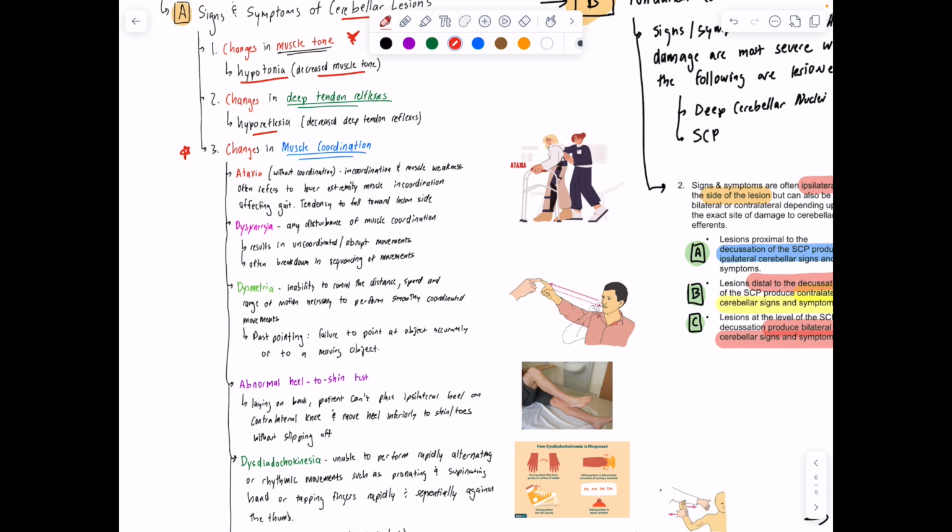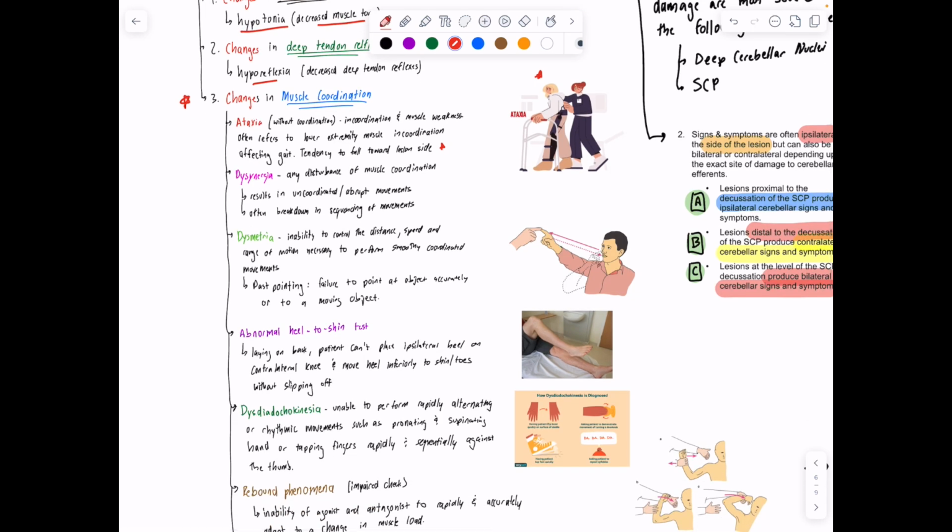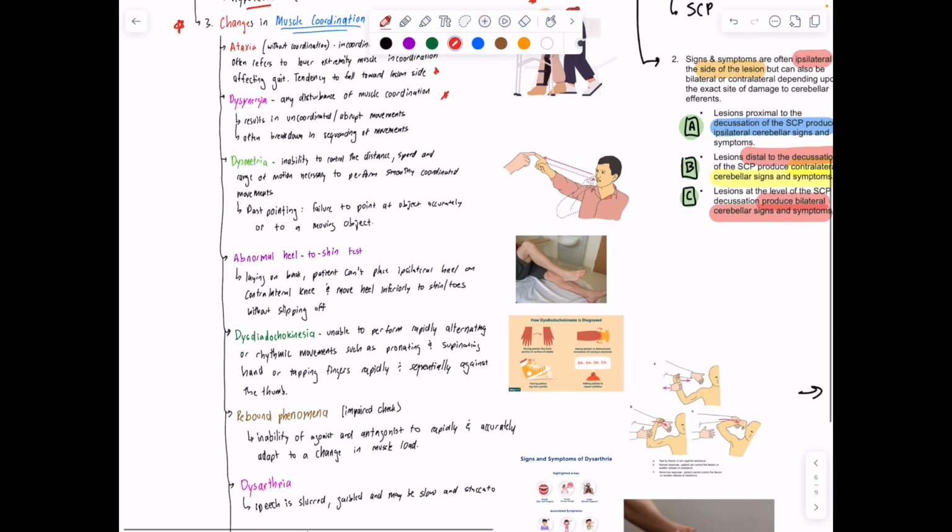And we have so many different definitions here. It is deeply concerning, but ataxia is without coordination, so incoordination, muscle weakness to lower extremities, generally affecting gait, tendency to fall towards the lesion side. Dyssynergia: disturbance in muscle coordination, uncoordinated abrupt movements. Dysmetria: inability to control distance, speed, and range of motion necessary to perform smooth coordinated movements.